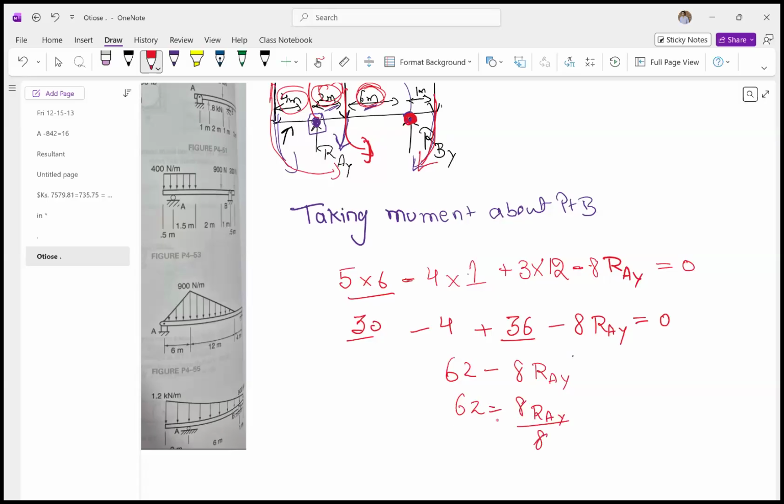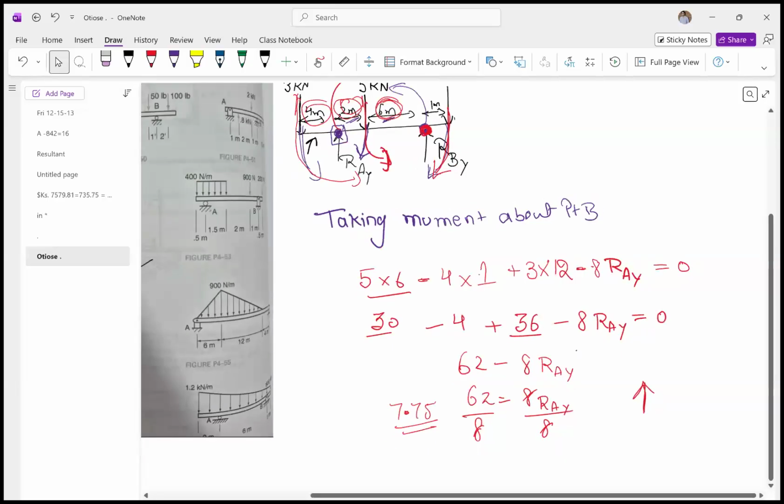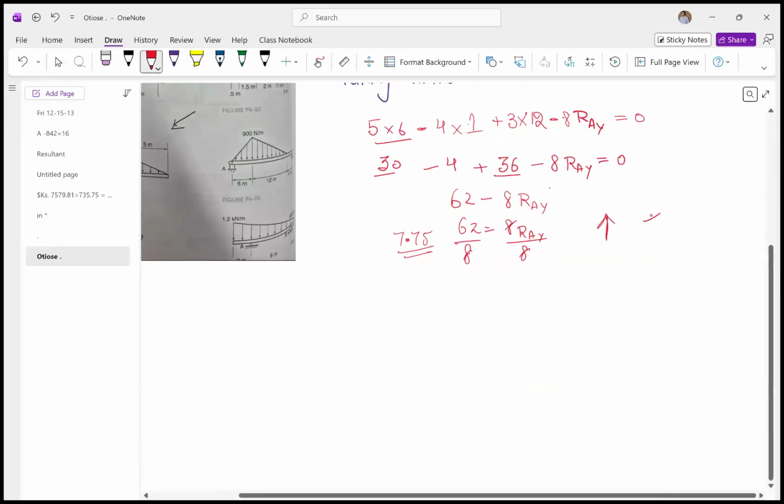Dividing both sides by 8, I will get the value as 7.75. Again, this number comes out to be positive, so I'll show it as upward direction. So I am emphasizing these directions because in the test they've asked you. So please make sure you learn how to put the direction. So it's 7.75. This is a positive number.